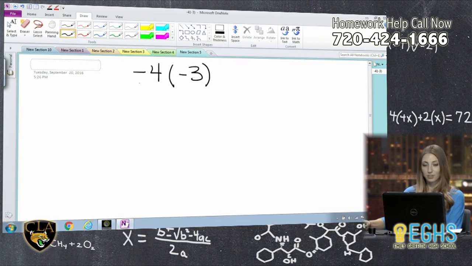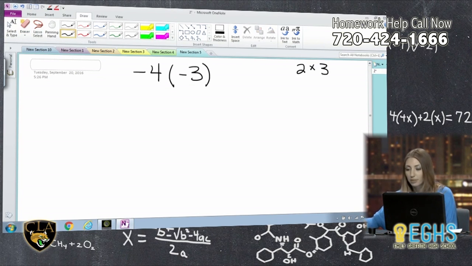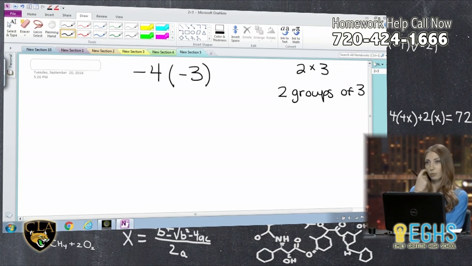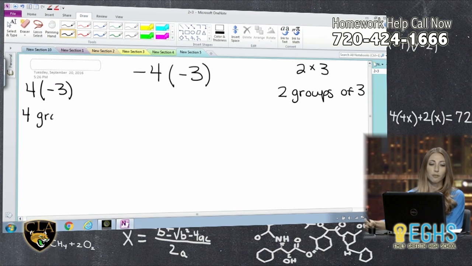Great. Okay. So the first thing that we need to talk about, actually, let me back up with the multiplication sign, is that any time we're multiplying, and I'm going to give a little example on the side, multiplication means groups of things or repeated addition. So for example, 2 times 3 would mean 2 groups of 3. We can think of a positive number times a negative number. That also works when we think of 4 groups of -3.